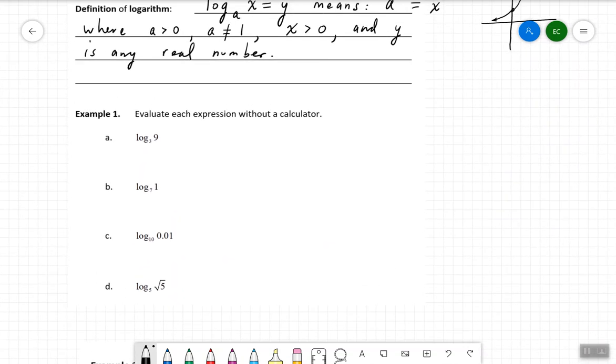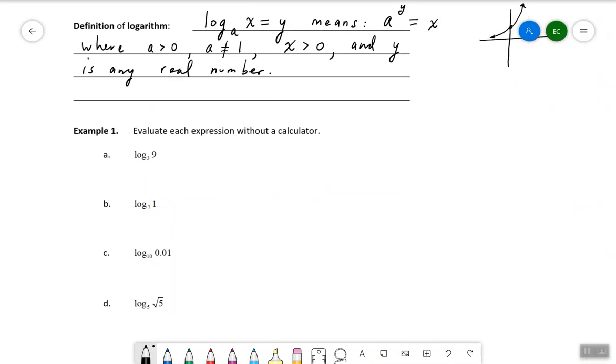So actually, let's keep that definition in sight while we start this first example. We want to evaluate the log base 3 of 9. What does that mean? Well, log base a of x equals y means y is the exponent on that base that makes the number x. In other words, we're looking for the exponent on 3 that makes 9, the exponent that we can apply to a 3 to make 9.